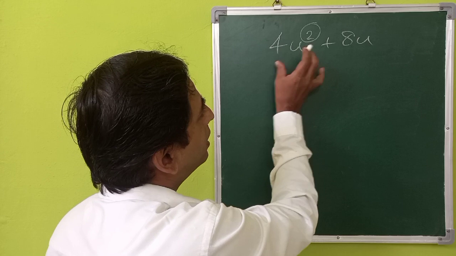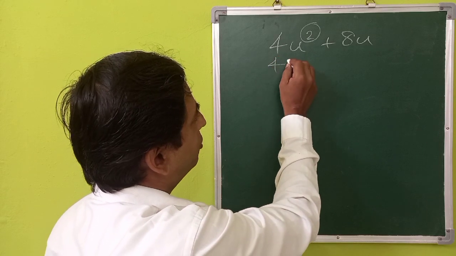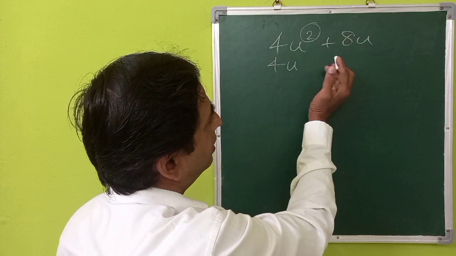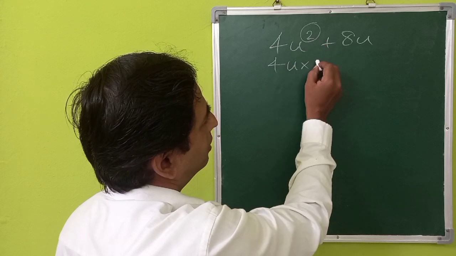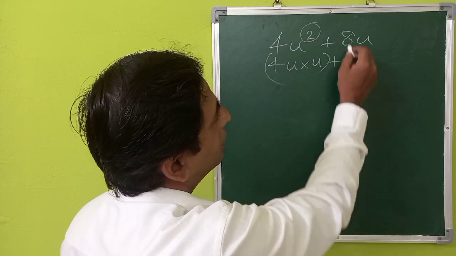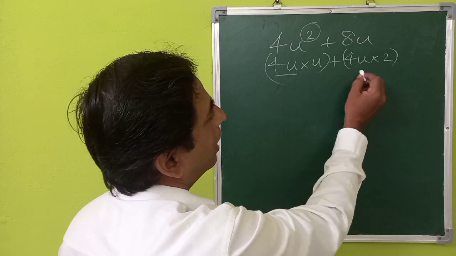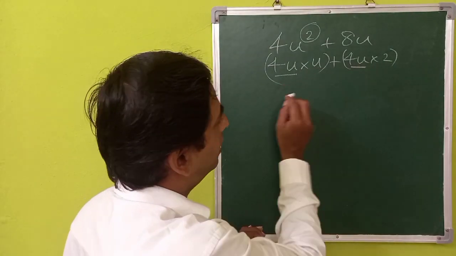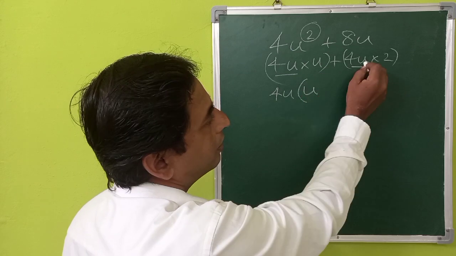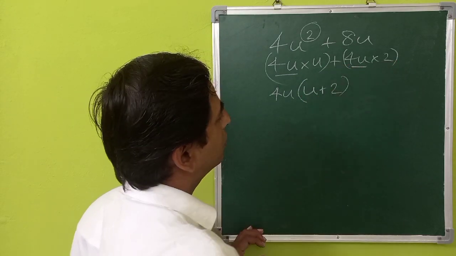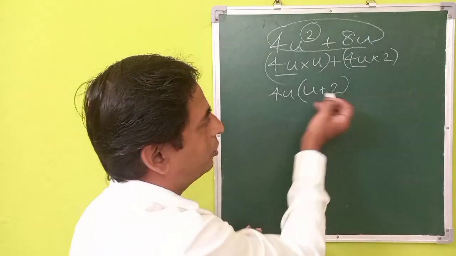For that you can just split this polynomial into 2 parts. You can use this method: isolate the common thing from each term. So here you can see 4u square can be written as 4u into u, plus 8u can be written as 4u into 2. Thus we are getting a common thing in both the terms. So this common thing can be taken out. So 4u can be taken out and then you will get u here, then plus 2. So you have split the quadratic polynomial into 2 parts, 4u multiplied by u plus 2.